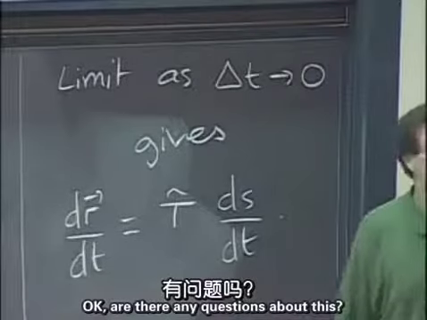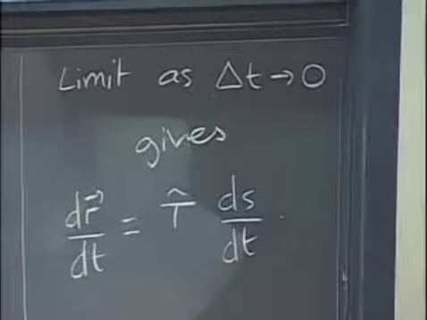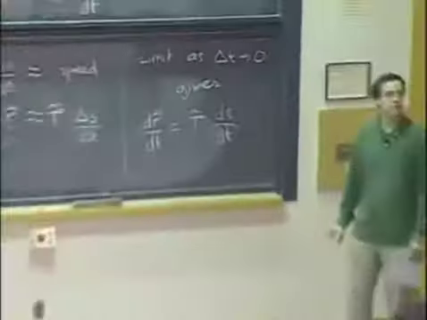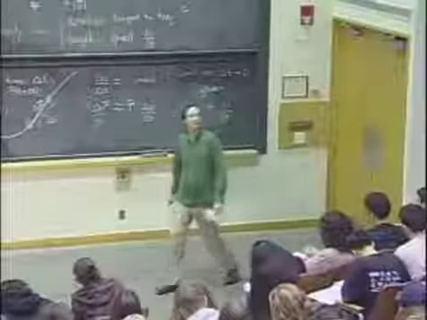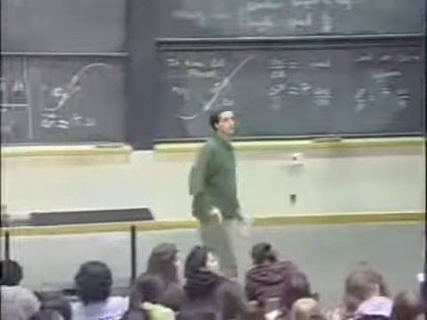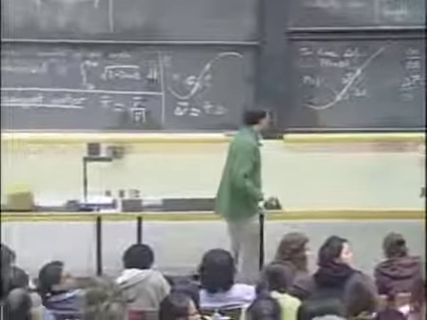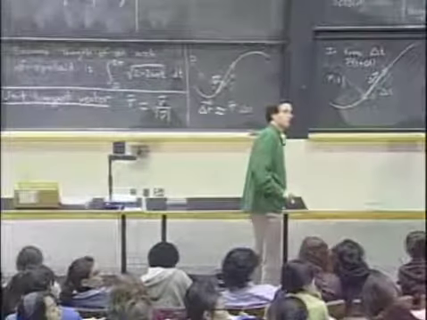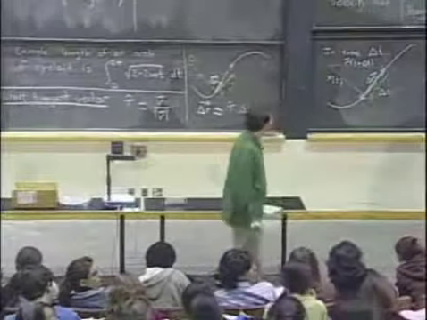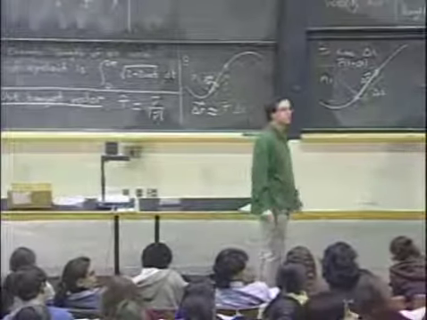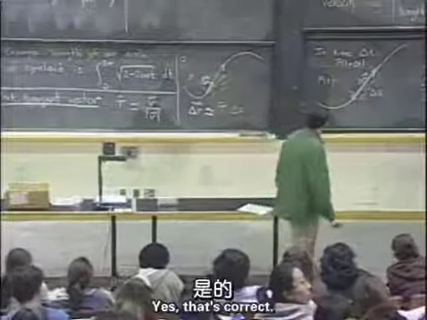Okay, are there any questions about this? Yes? So the direction, it would be tangent to the curve, right? You said when you're drawing the two vectors at t and t plus delta t, the resulting vector was tangent? Yes, that's correct.